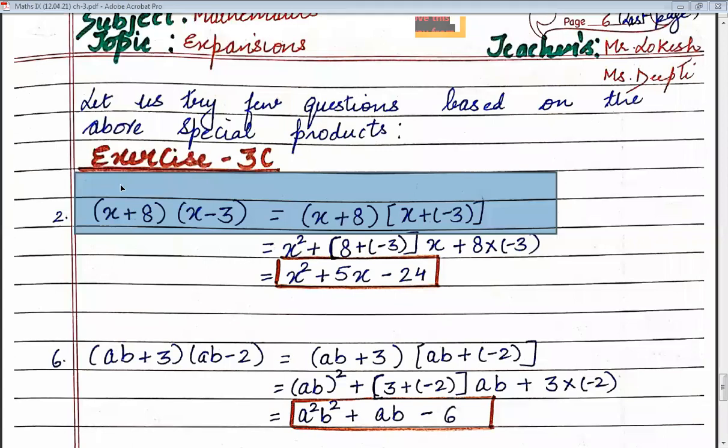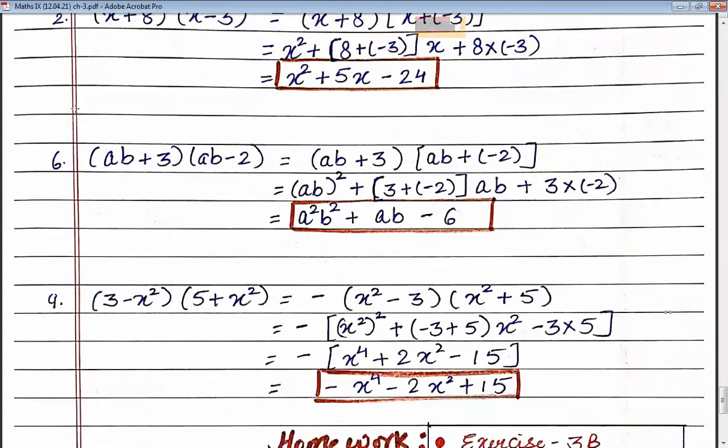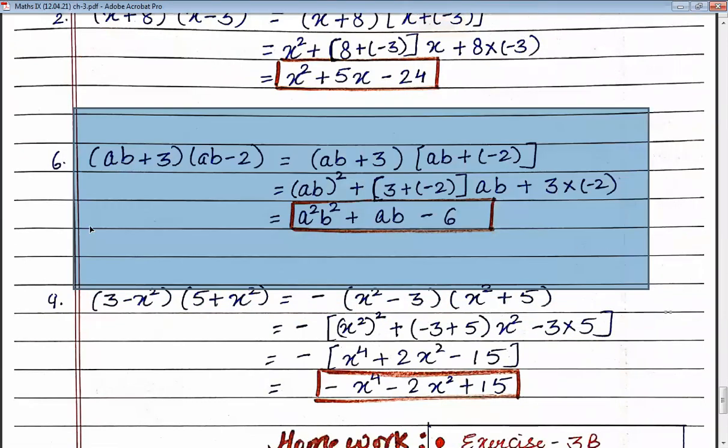Now let's have a look at the sixth one. It is AB plus 3 times AB minus 2. Now children, can you see which one is the first term? AB. So first you will do AB whole square, then you have to add both the second terms. You have second terms as plus 3 and minus 2. So just find the sum of 3 and minus 2. You will get 1 times AB, and then you have to find the product of the second terms of the expression, that is 3 into minus 2, that is minus 6. So your final answer is a square b square plus ab minus 6.